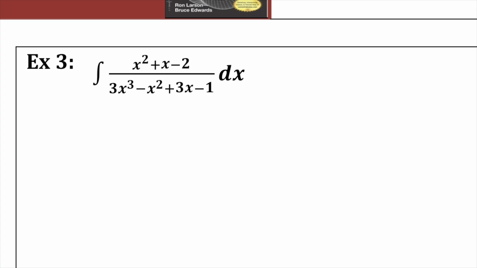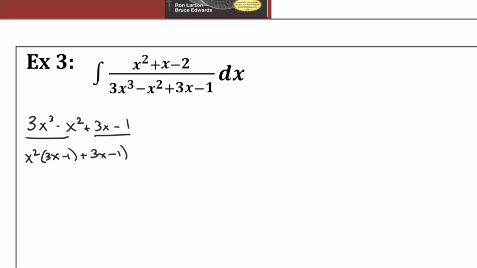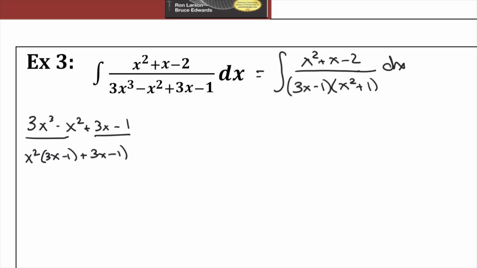Let's begin example 3 by factoring. We have our 3x cubed minus x squared plus 3x minus 1. Factor by grouping gives me x squared times 3x minus 1 plus another 3x minus 1. So we could rewrite this integral as x squared plus x minus 2 divided by 3x minus 1 multiplied by x squared plus 1. And that cannot be factored anymore.